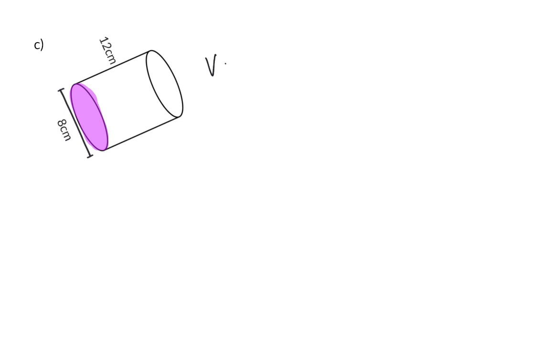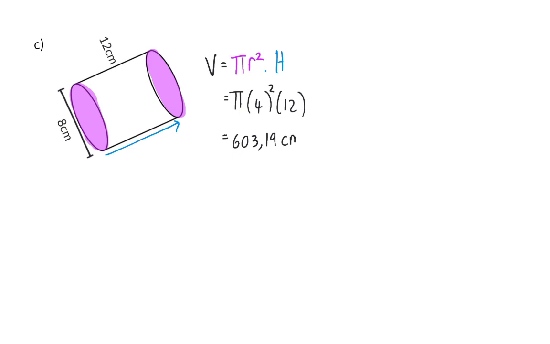In example C, we have a cylinder, which means our base face or original flat surface is a circle. So I'm going to start off determining the area of a circle. The area of a circle is pi r squared, and this now needs to be multiplied by the height of our cylinder, or the distance between the two circles. The diameter of this circle is 8, and that means the radius is 4, and this is multiplied by the height of 12. So the volume of the cylinder is 603.19 cubic centimeters.